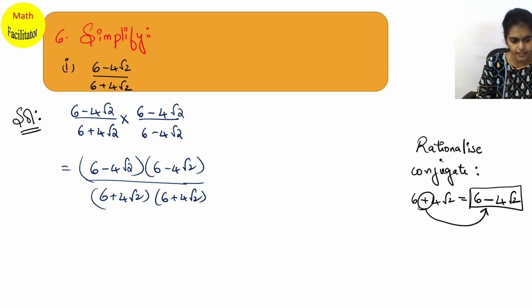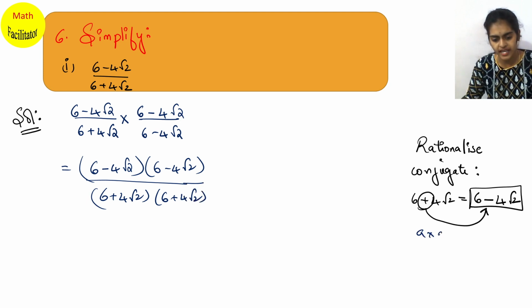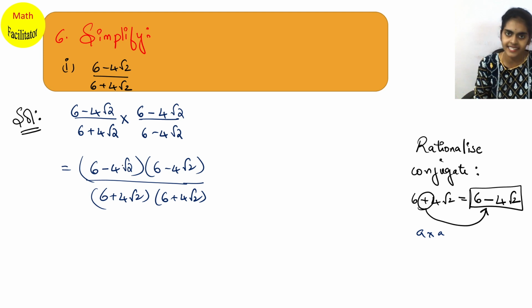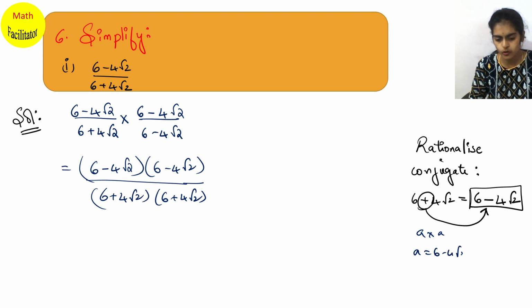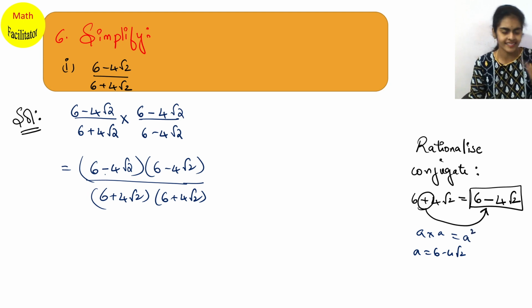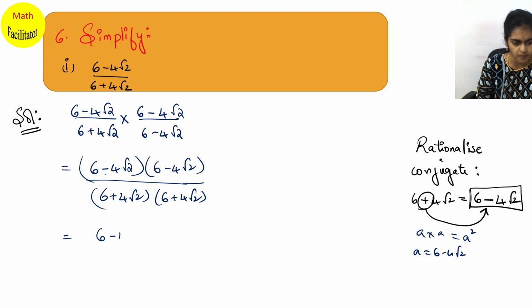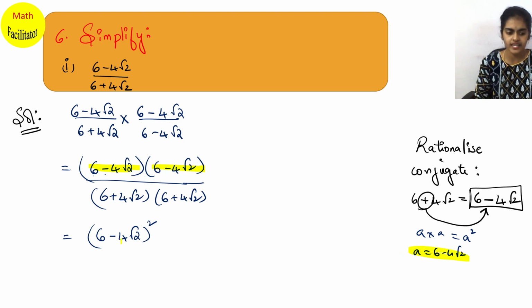So can I say my numerator is like a into a? See here, this entire thing, 6 minus 4 root 2, I can take it as a. So this is like a into a. Can I write it as a square? A into a, I can write it as a square. So here I can write this as (6 minus 4 root 2) whole square. This entire 6 minus 4 root 2 we are taking as a, so a into a is a square.